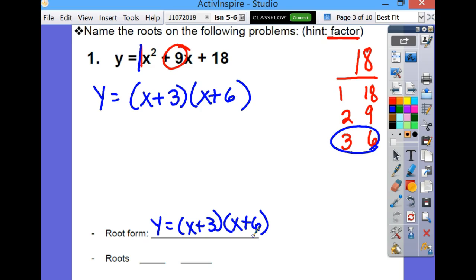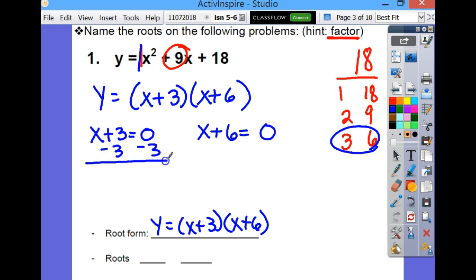So, what are the roots? Well, you find the roots by putting this equal to 0. Hence the name zeros, because you find them by making them equal to 0, and then you solve them. Hence the name solve. And so these are called solutions because you solve to get the roots.